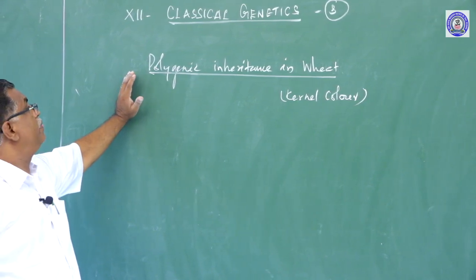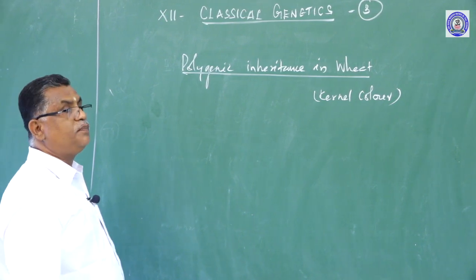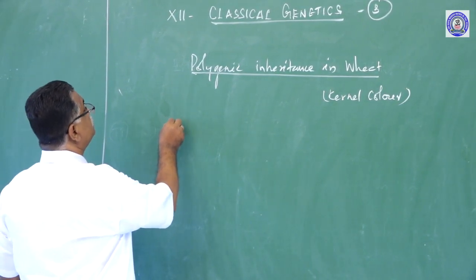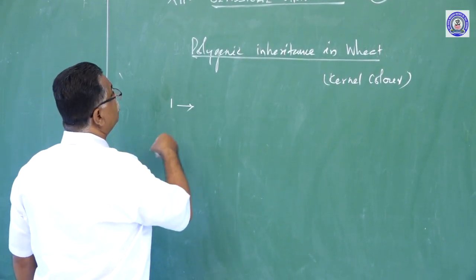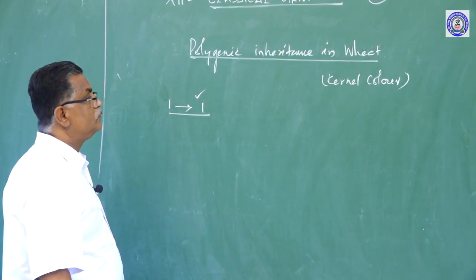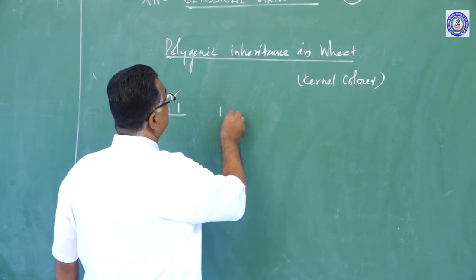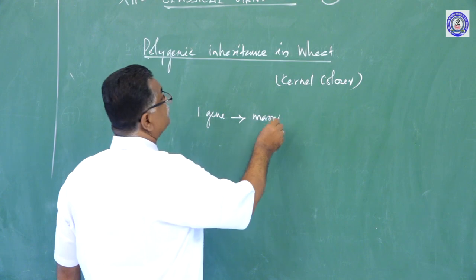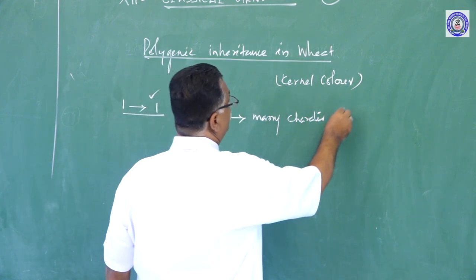So, next is polygenic inheritance in wheat. What is polygenic inheritance? We know that one gene controls one character. This is the Mendelian principle. If one gene controls many characters, that is called pleiotropy.